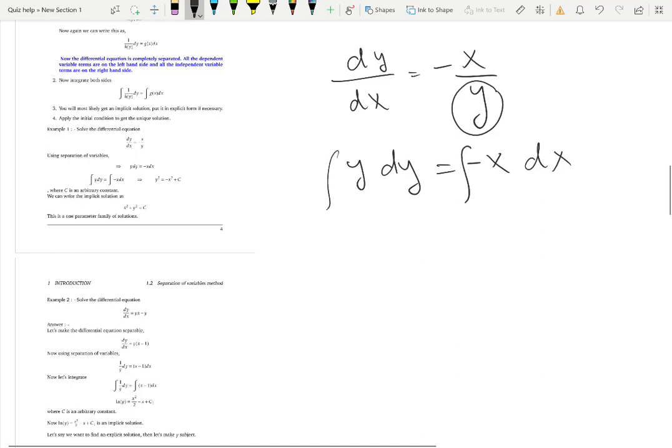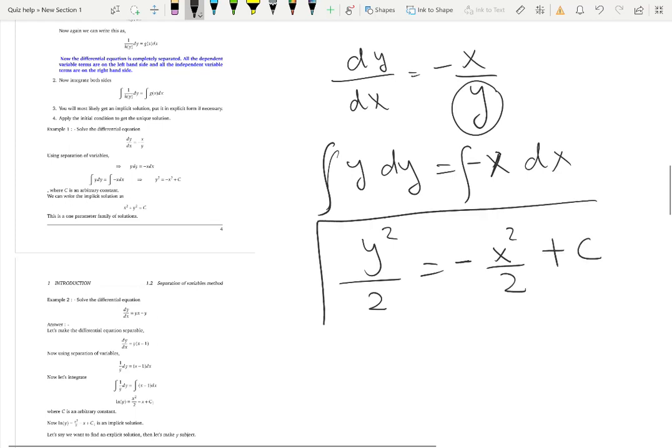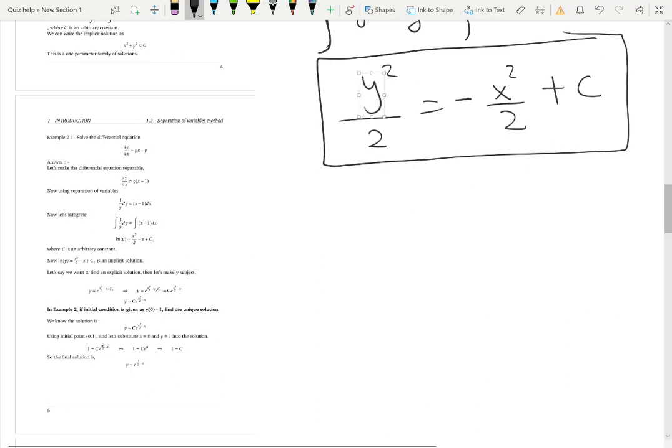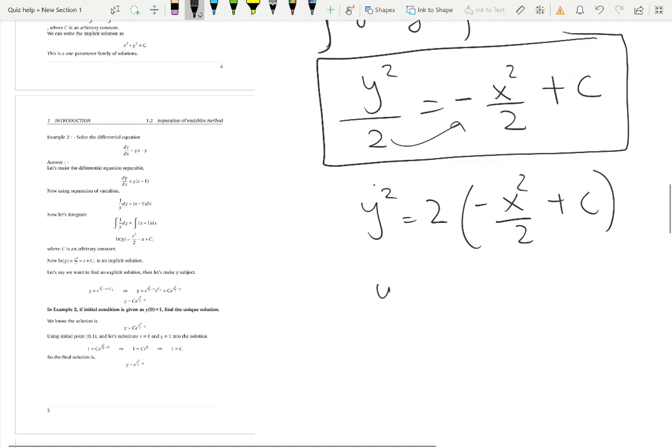So let's integrate both sides. So if you integrate y, we get y squared over 2 here. If you integrate negative x, we get negative x squared over 2 plus an arbitrary constant. So this is the implicit solution of the differential equation. Implicit means we cannot explicitly say this is my y. Here y is not the subject. But if you want the explicit solution, what we can do is make y the subject by taking this 2 to the right. So y squared, multiply this side by 2, and then we can take the square root, right? So this is the explicit solution.